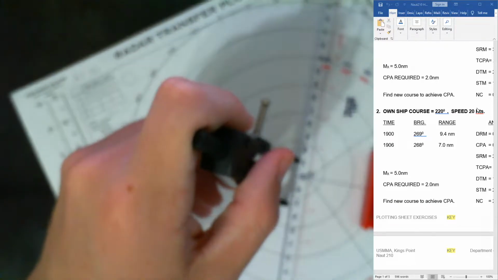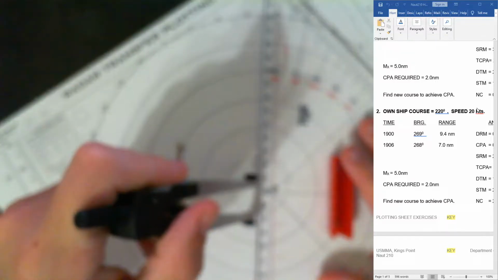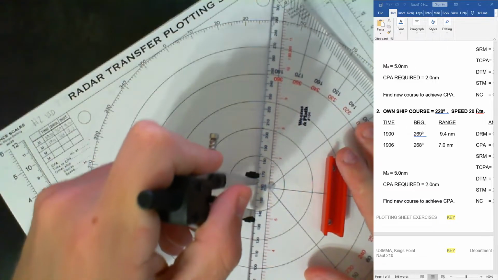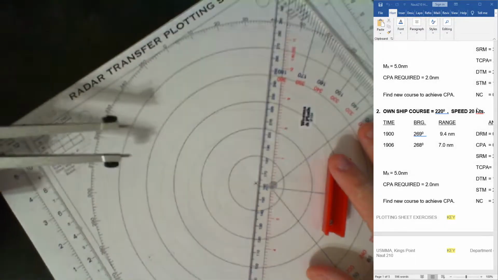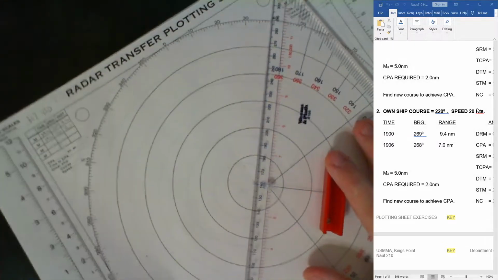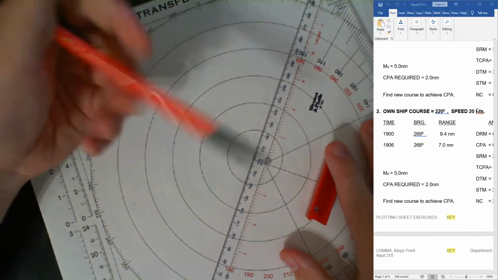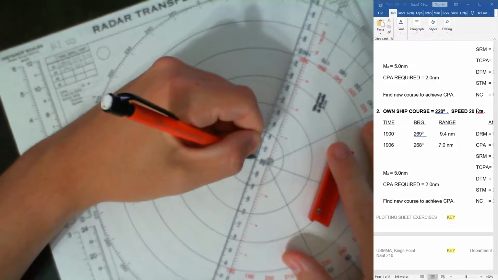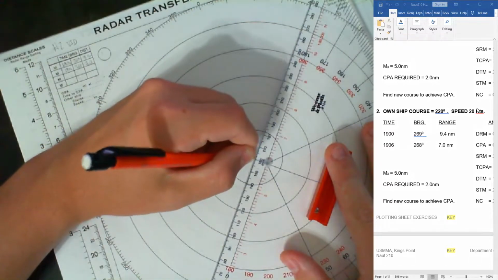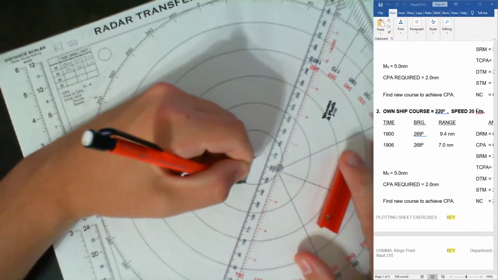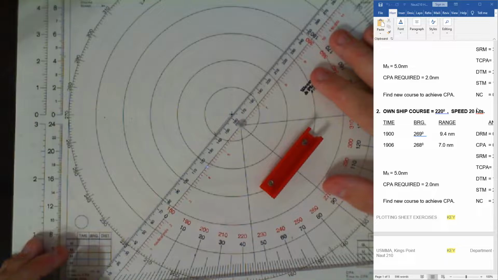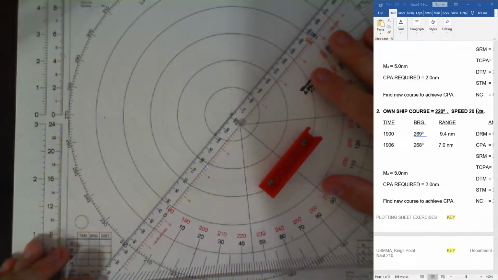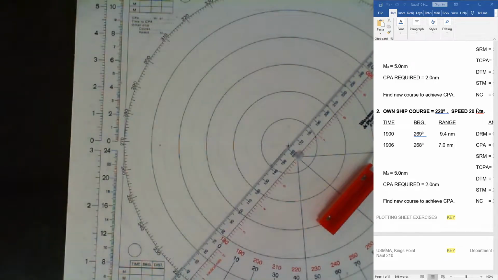You'll see me finicky a lot with the radar transfer sheet. I'm simply doing this just to measure the best angle. Now that we have that right here, we can now measure out 0 to 220 and draw a line. Double check that it measures to 220, just by making sure it lines up. And it does. Just like that.